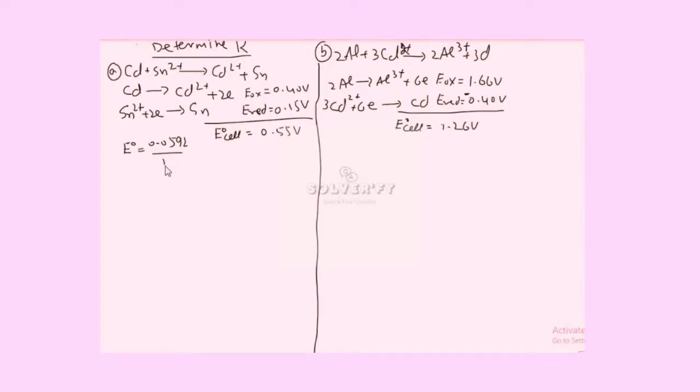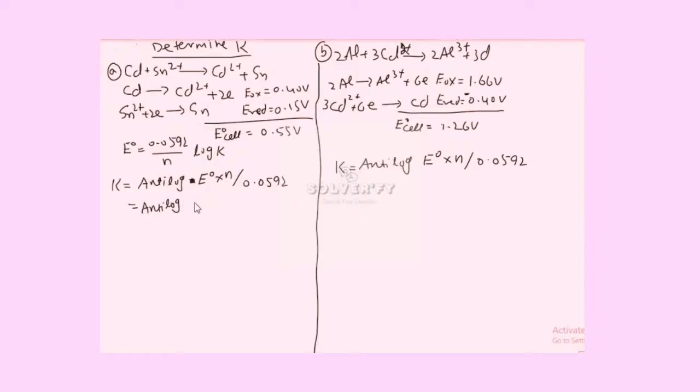92 divided by n, and to log of k, we can also write that k is equal to antilog of, and rearranging the equation, antilog of E naught n divided by 0.0592. Here also k is equal to antilog of E naught n divided by 0.0592.